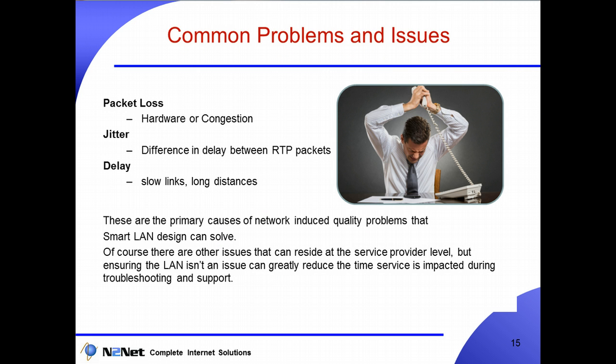Some common problems we hear about are packet loss, jitter, and delay. Packet loss is typically due to hardware congestion. Jitter is a difference in delay between those RTP packets. So it's when the RTP packet, the voice stream, actually arrives out of order. And then delay is slow links or long distances.